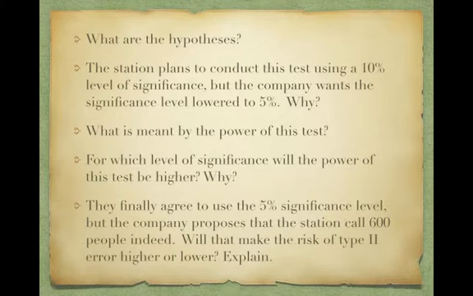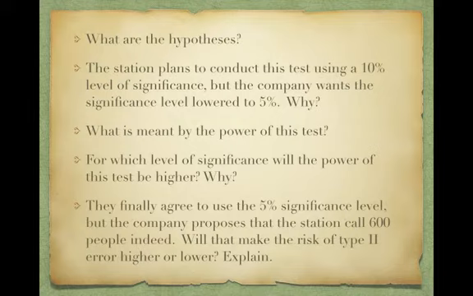They finally agree to use a 5% significance level. So the company said they wanted them to lower it to 5. The radio station finally agrees. But the company proposes that the station calls 600 people instead. Will that make the risk of type 2 error higher or lower?